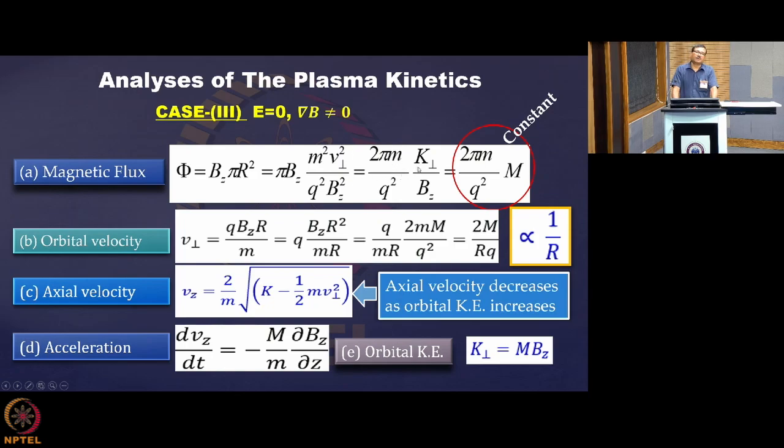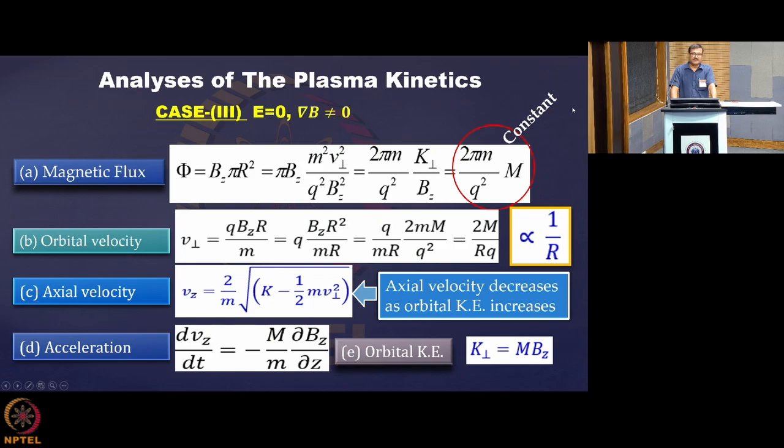So what we are now left with is 2 pi m by q square and then k perpendicular by Bz. Now notice very carefully, you know that m is constant, q is constant for a particular charge, and we have learned that k perpendicular by Bz is nothing but the magnetic moment. So the whole quantity 2 pi m by q square into mu, that is a constant of motion.